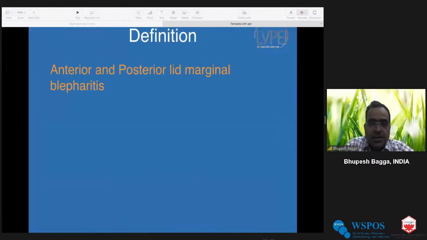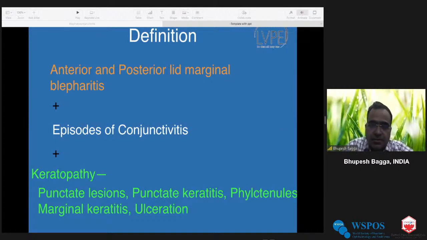So by definition, blepharokeratoconjunctivitis has three arms. One is anterior and posterior lid margin inflammation, blepharitis, plus episodes of conjunctivitis, and plus keratopathy. So if these three things are there, then we will call it blepharokeratoconjunctivitis. In keratopathy, the lesions can be either punctate lesions or punctate keratitis, phlyctens, marginal keratitis, or corneal ulcerations.